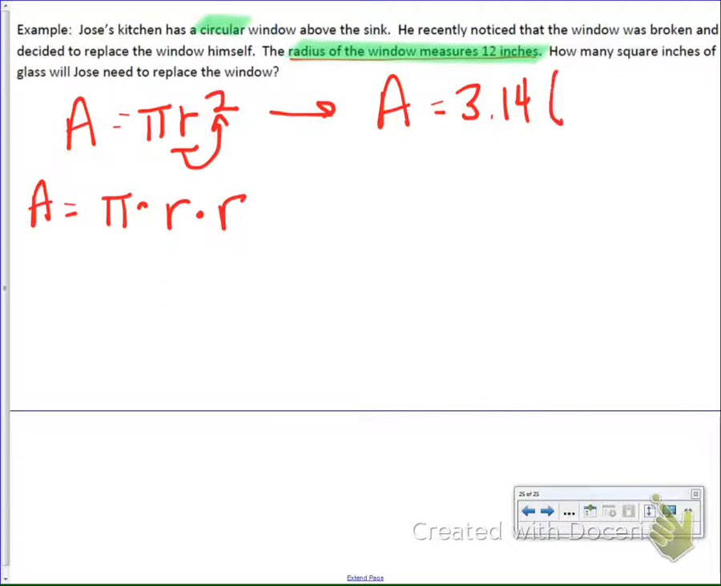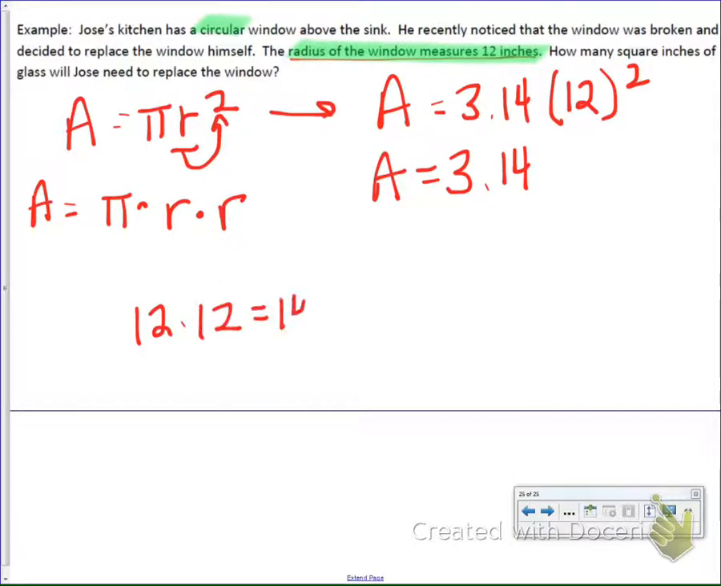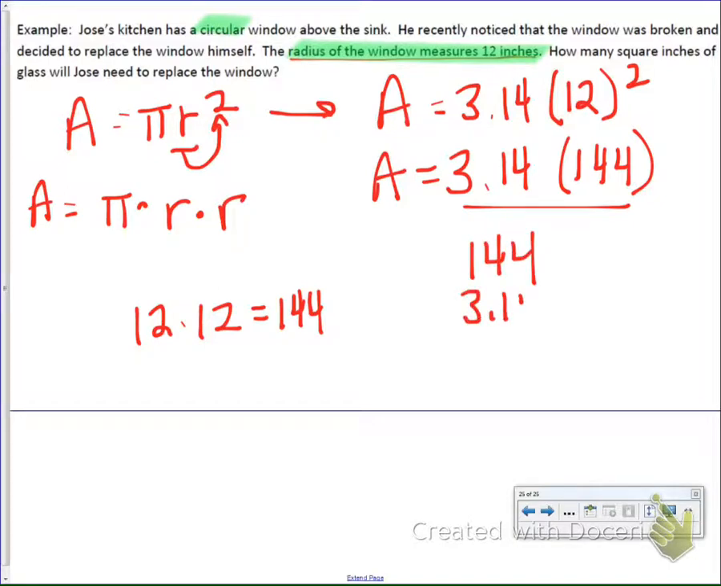Then I need my radius, which is 12 squared. So I'm going to go ahead and start working things down. Well, I know that 12 squared, which is 12 times 12, is going to equal 144. So I can go ahead and say, alright, let me replace that. And now all I have is 3.14 times 144. So let's go ahead and set that up. I have 144 times 3.14.